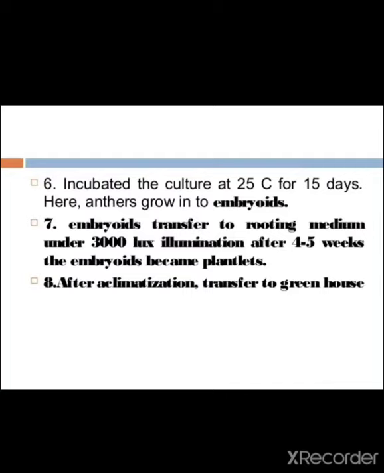Incubate the culture at 25 degrees Celsius for around 15 days. Here anthers grow into embryoids. Embryoids are transferred to rooting medium under 3000 lux illumination. After 4 to 5 weeks, the embryoids become plantlets. Acclimatization is the process in which plantlets are adapted to environmental conditions. After the acclimatization process, the plantlets are transferred to the greenhouse.